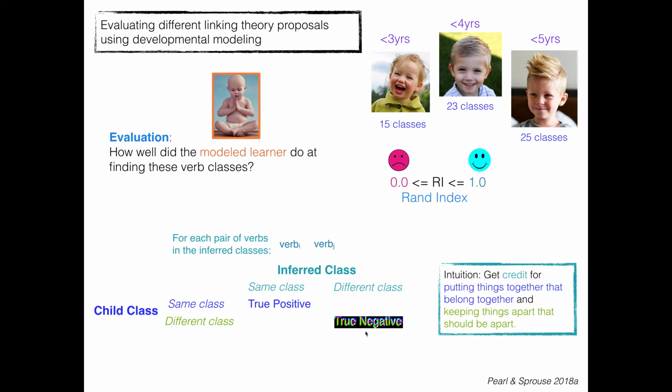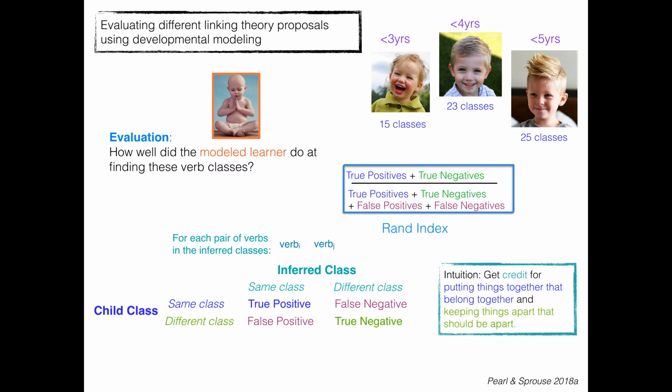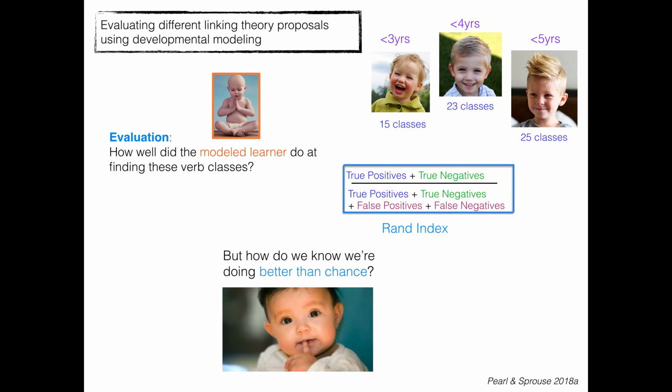Or, exciting, true negative there. In the child classes, they could truly be apart. They could be in different classes. And if in the inferred classes they were also apart, then this is a true negative. So you correctly kept them apart. And then if you messed up, then you have false negatives and false positives, right? So the RI is simply the true positives and true negatives over all of the different classifications that you made, right? So it's very intuitively nice that way. It seems to give you credit for exactly what you want.